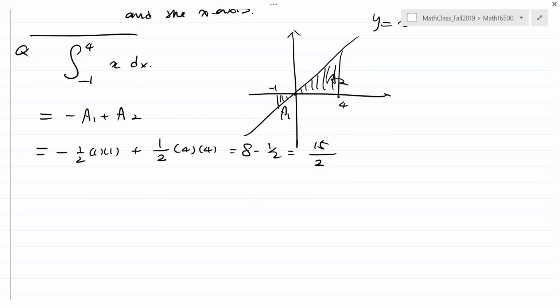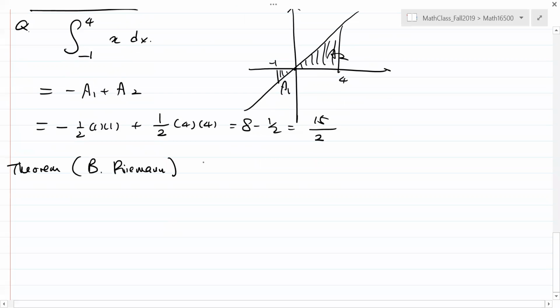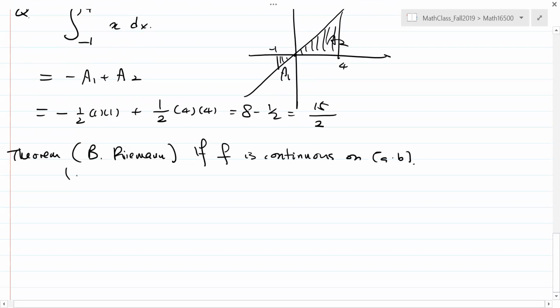Riemann told us we just needed to use a special one. That's enough. Riemann, the first initial is B. So this works only for continuous functions. If f is continuous on a closed interval, then this integral exists. In other words, the Riemann sum has a limit.